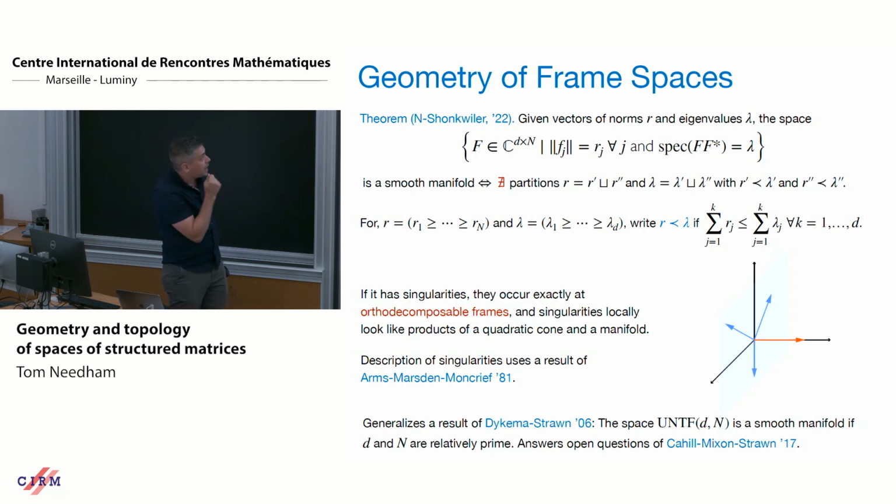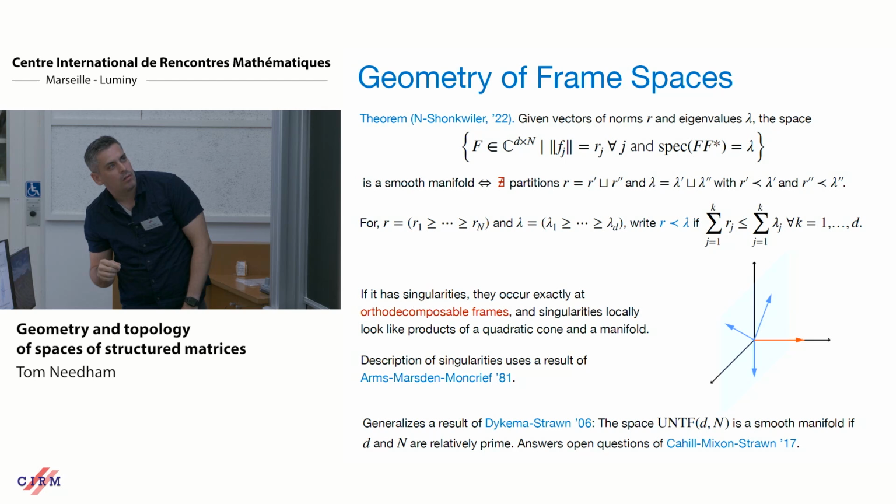Okay, so we can say exactly when these are manifolds, and we can say exactly what the singularities look like in the case that they are singular. If they're singular, meaning you have this partitioning and this majorization property, then the singularities occur exactly at what are called orthodecomposable frames. That's the case where I can take my ambient C^D, decompose it into orthogonal subspaces, and the frame lives as two separate frames in each of those pieces.